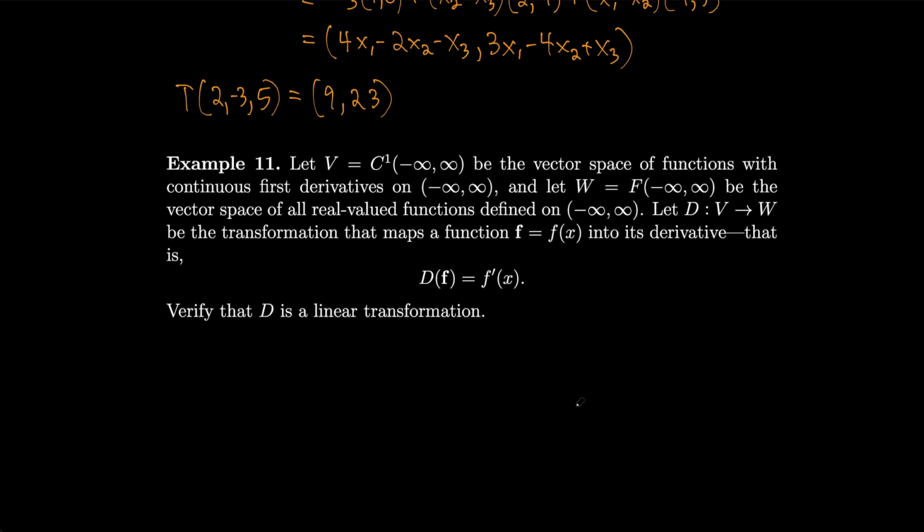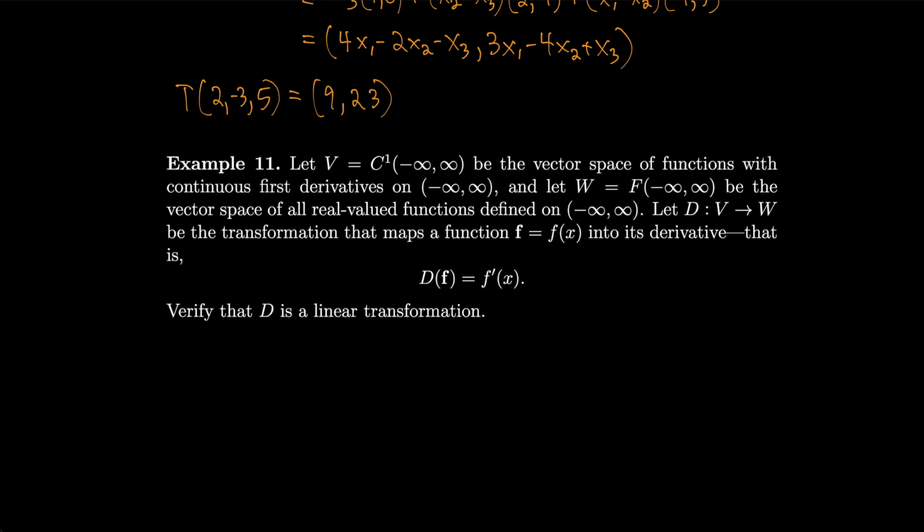Let's let V equal C1(-∞, ∞) be the vector space of functions with continuous first derivatives on minus infinity to infinity, and let W equal F(-∞, ∞) be the vector space of all real valued functions defined on minus infinity to infinity. Let's let D from V to W be the transformation that maps a function into its derivative. That is, D of f is f prime of x. Let's verify that D is a linear transformation.